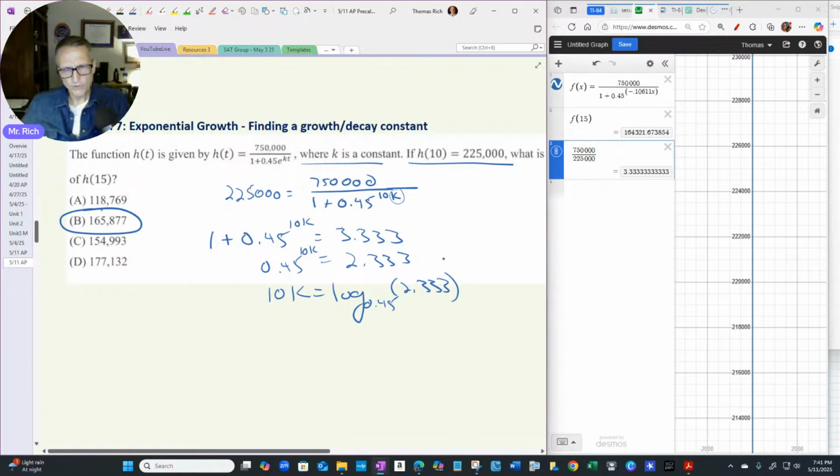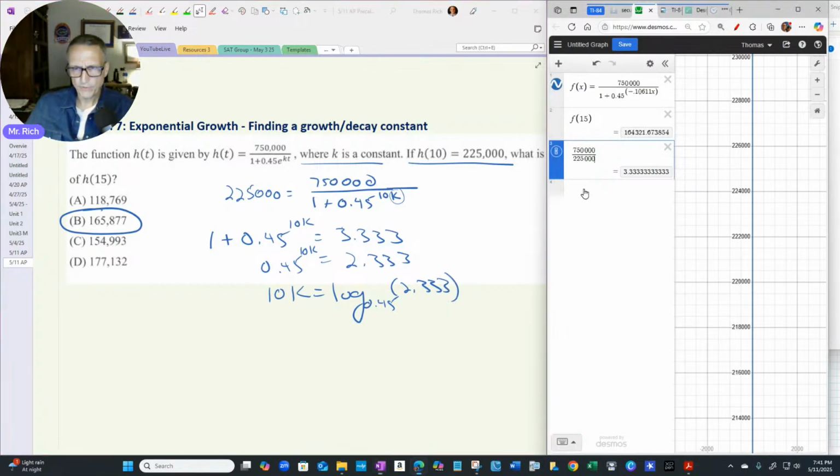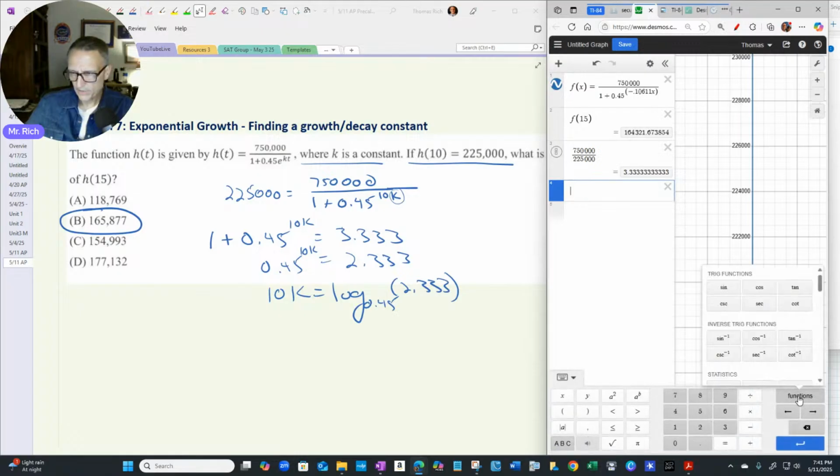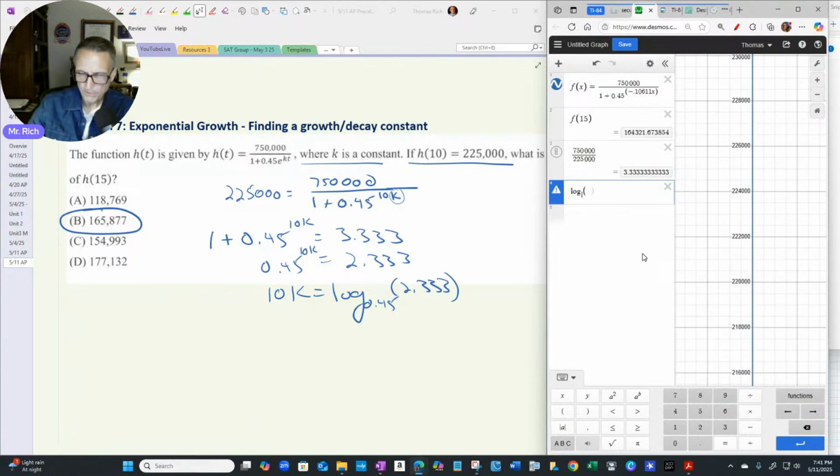On your TI-84, you do have a log base function. I'm not going to show you where that is. You should know where that is, but I will show you here. There is a log base function. I believe it's in the calculus section right there. There's a log base A. So you pull this up, you can put a base of 0.45 there and 2.333.